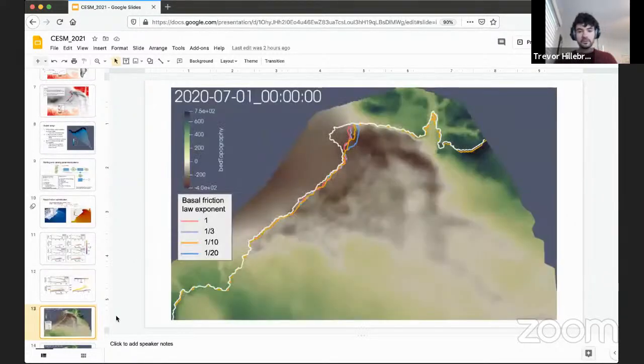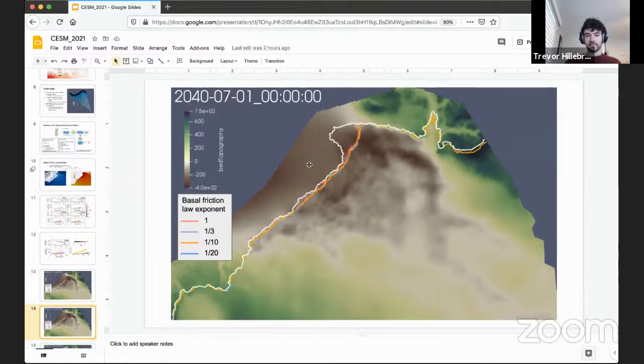So running forward to 2100, showing here a map of bed topography. So everything in brown is below sea level. These 4 runs with the different coefficients are shown in these colored curves, the glacier terminus, and the glacier terminus at 2007 is shown in the white. So I'll step forward in 20-year increments starting in 2020.